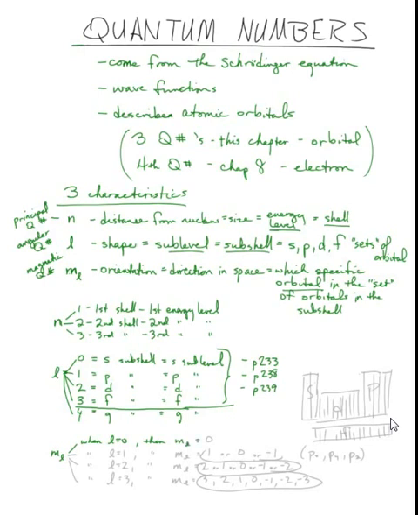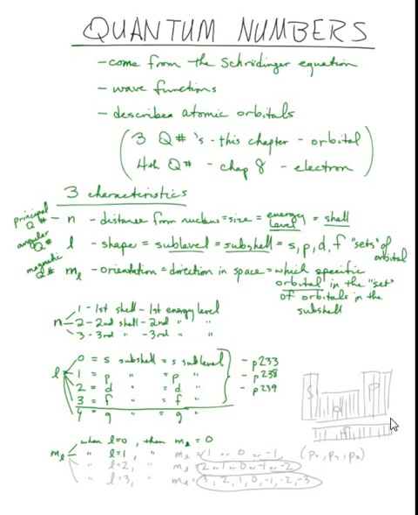for L equals 0, remember that's the S subshell. How many orbitals are there in an S subshell? Well, look at m sub L. There's only one value. M sub L is 0. There's only one value there. So there can only be one orbital.